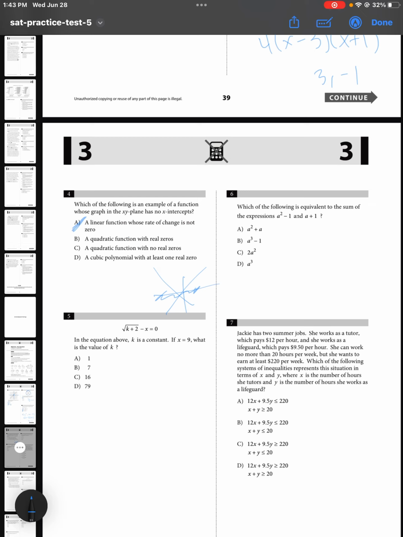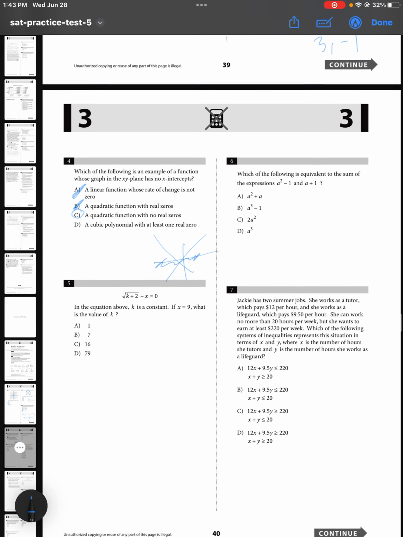So a quadratic function with real zeros. Okay, zeros are another word for x-intercepts. So if it has real zeros, then it has x-intercepts. So that's not it. A quadratic function with no real zeros. Well, if it has no x-intercepts, zeros, we know that's the answer. So we would just go with that.